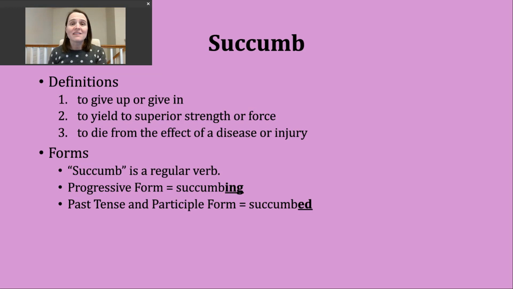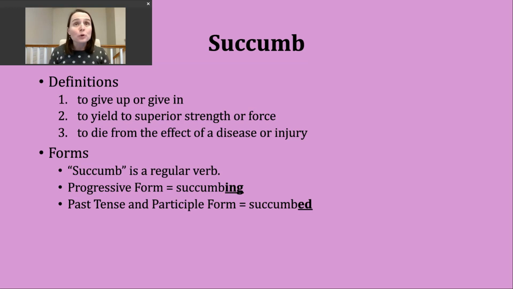A third way that you're going to hear the verb succumb used is to mean to die from the effect of some sort of disease or maybe some type of injury. Okay? You should know that succumb is a regular verb. And as I'm pronouncing this verb, you're probably noticing the B is silent. We're not making any B sound as we pronounce this verb.